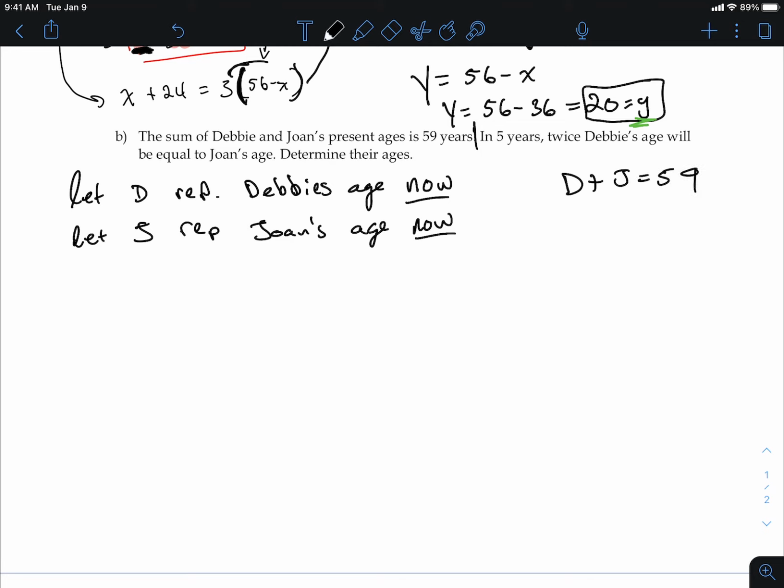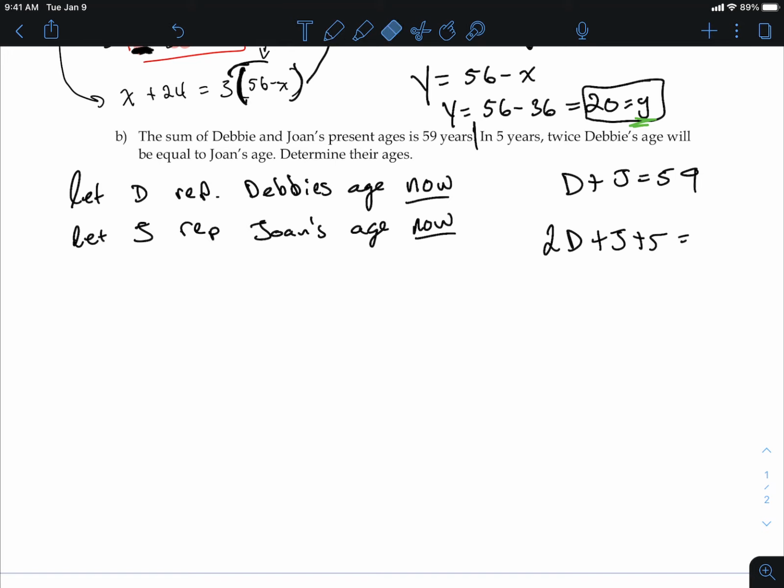The second one is probably a little bit harder. Okay, in 5 years, twice Debbie's age will be equal to Joan's age. I kind of have an idea for that. Okay, let's hear your idea. Couldn't you write 2D plus J plus 5 equals... No, that's not what I meant. Sorry, 2D equals J plus 5.